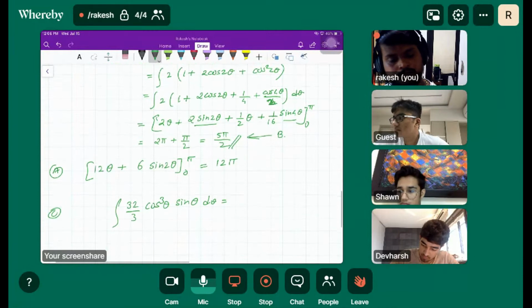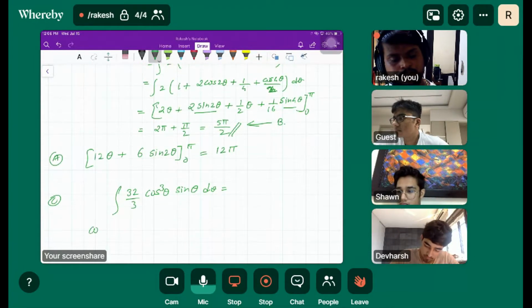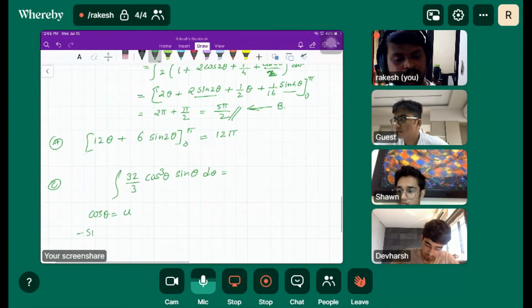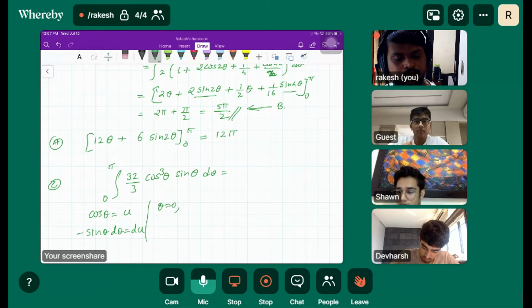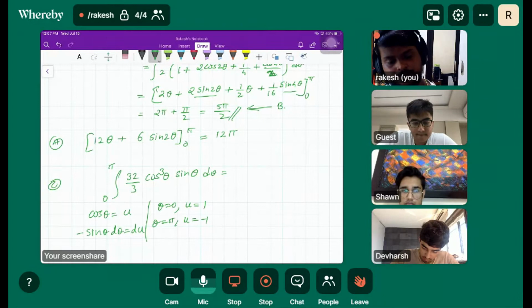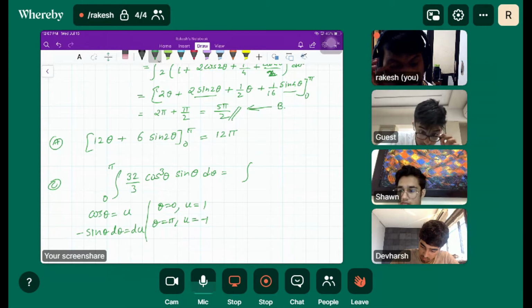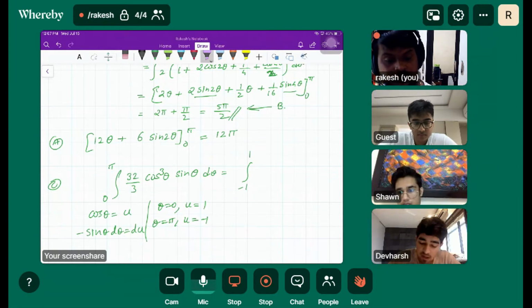U substitution. So cos theta is equal to u, and minus sine theta d theta is equal to du, from 0 to pi. If theta is equal to 0, u is equal to 1. If theta is equal to pi, u is equal to minus 1. So I'm changing the order here, minus 1 to 1, so that will just eliminate this minus sign. I'm only getting 4 pi.